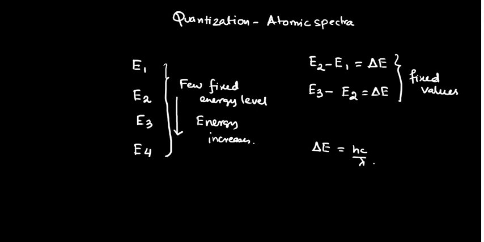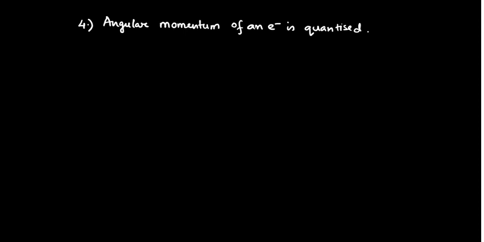Okay, now the next one, the fourth postulate of Bohr says angular momentum of an electron is quantized. Right? Now, let us suppose this point specifies the nucleus. This is the orbit in which the electron is revolving. Suppose, let's assume this is a circular path.